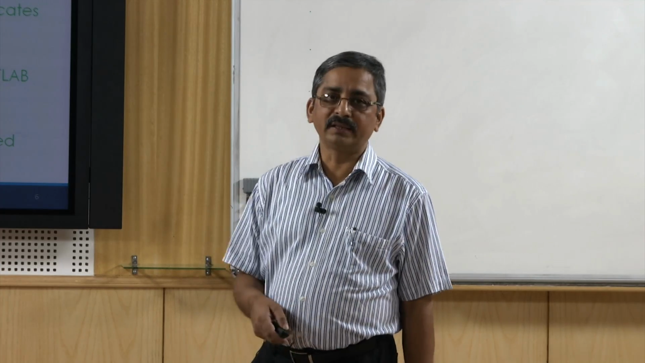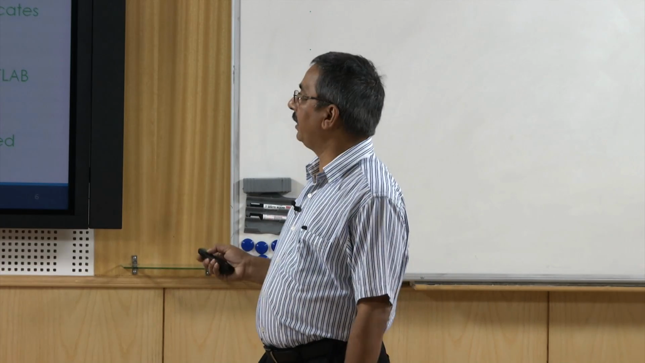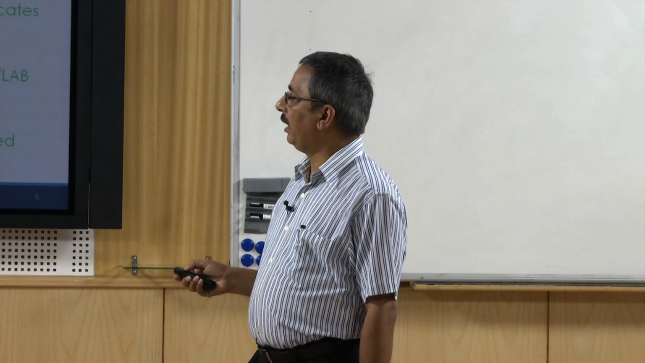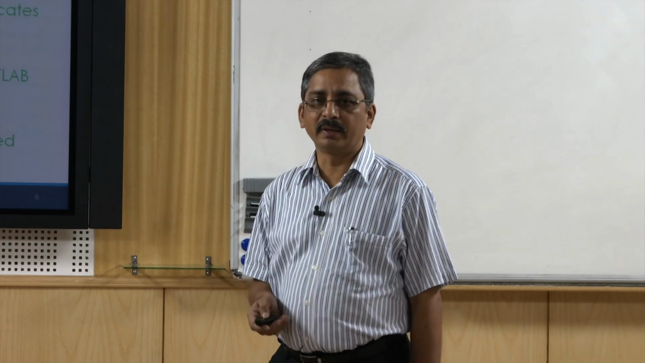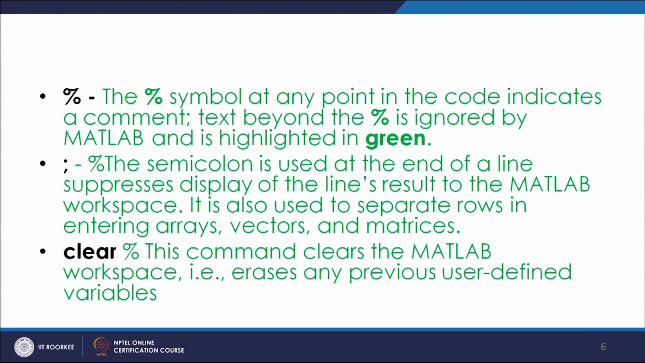Likewise, in Matlab also we can put a comment statement, and that is usually done by putting the percentage symbol at the beginning. Here the percentage symbol at any point in the code indicates a comment, and text beyond the percentage symbol is not evaluated, or is ignored by Matlab, and it is highlighted in green just to indicate that it is a comment statement.